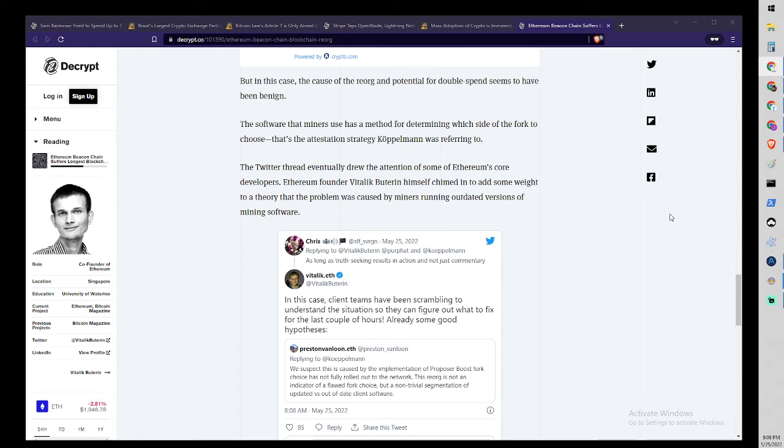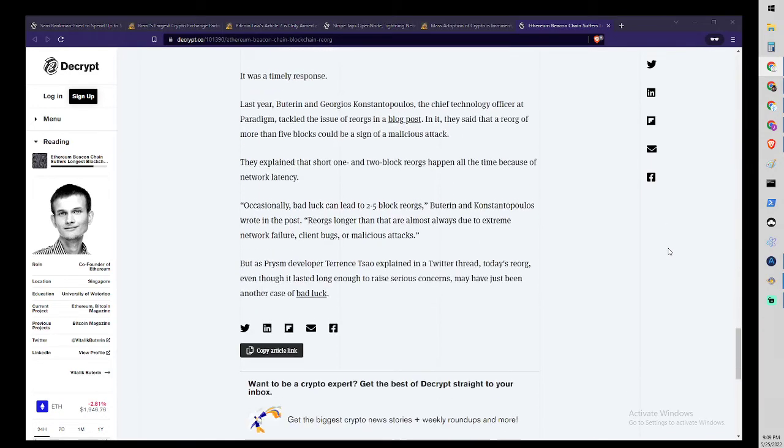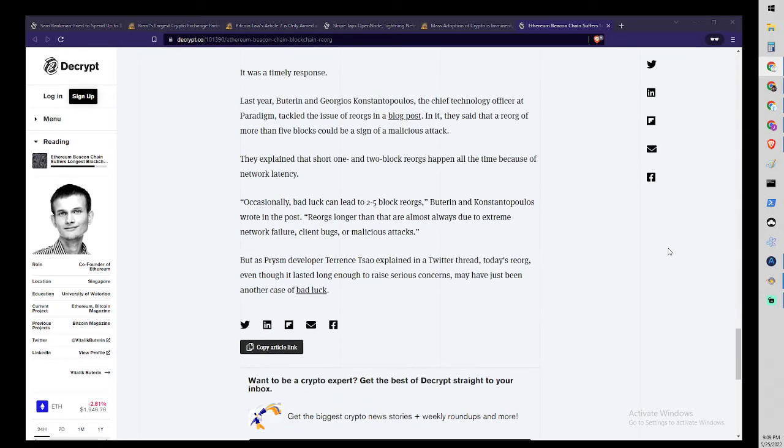Last year, Buterin and Georgios Konstantinopoulos, the chief technology officer at Paradigm, tackled the issue of reorgs in a blog post. In it, they said that reorgs of more than 5 blocks could be a sign of a malicious attack. They explained that short 1 and 2 block reorgs happen all the time because of network latencies.